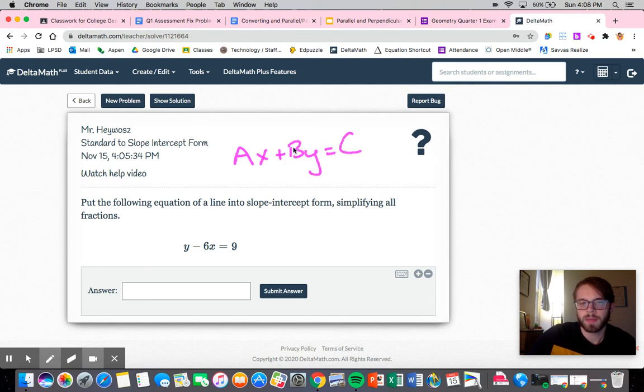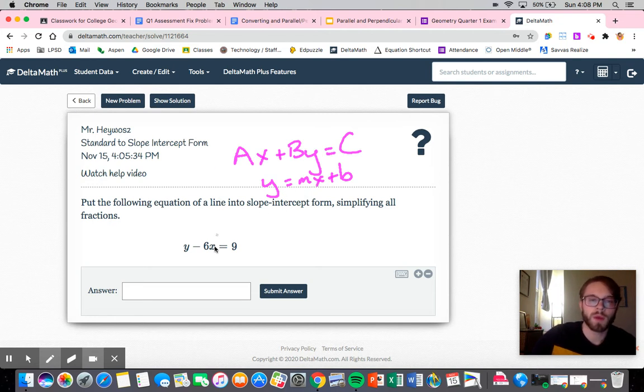equals c. Sometimes you'll see the ax and the by kind of flipped around. Doesn't make a huge difference. But our goal is to get it in this form, y equals mx plus b. And I think that's just because you're a little bit more familiar with y equals mx plus b, and you know how to find the slope easily and things like that. So that does make it very useful for parallel and perpendicular lines because you have the slope right there, right?